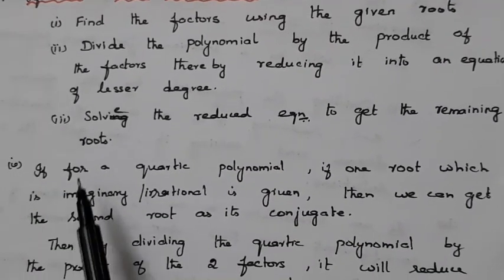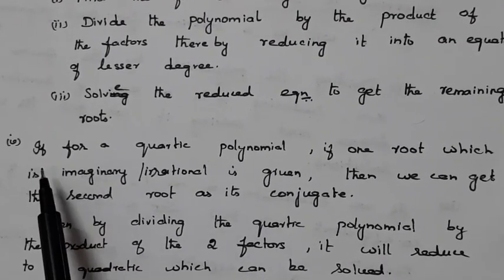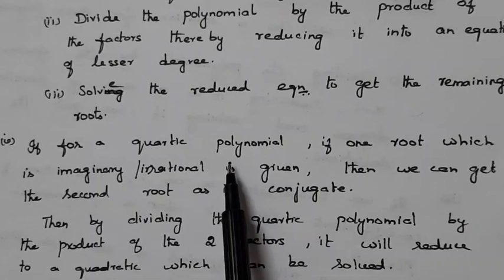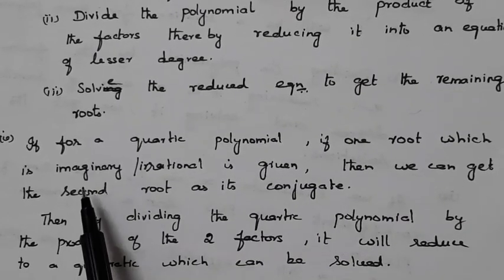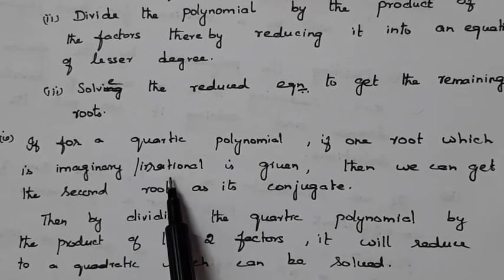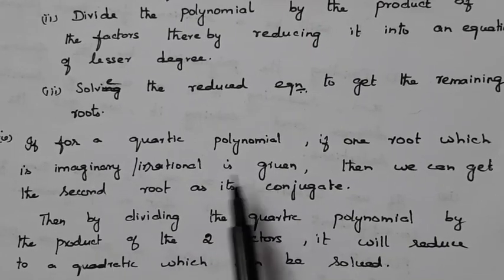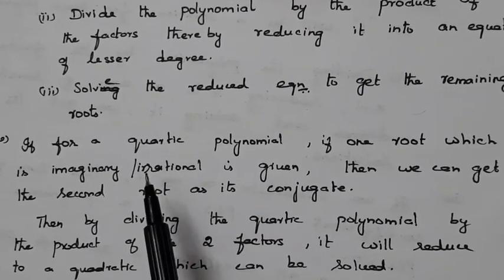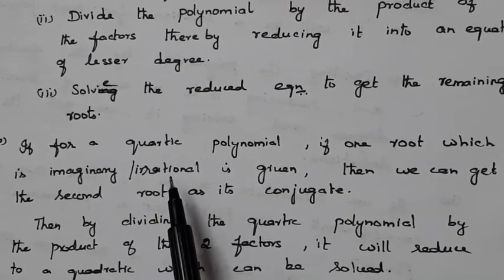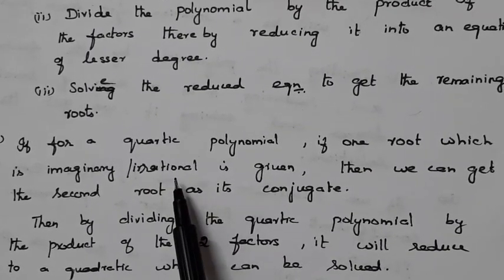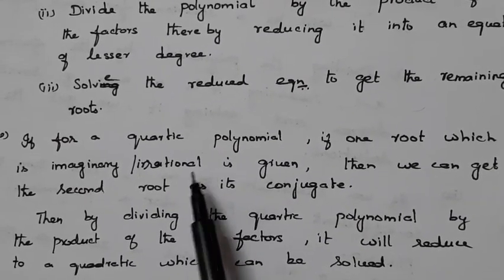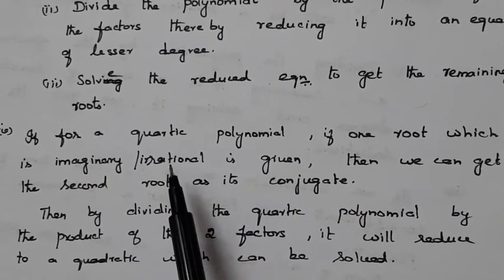If we want to explain this, we can see for a quartic polynomial, if one root is imaginary, or it may be irrational, then you know that imaginary roots occur in pairs. Sometimes irrational roots also occur in pairs, though this is not true for all polynomials, but for some polynomial equations it will be true. So, let us take that the conjugate will also occur.